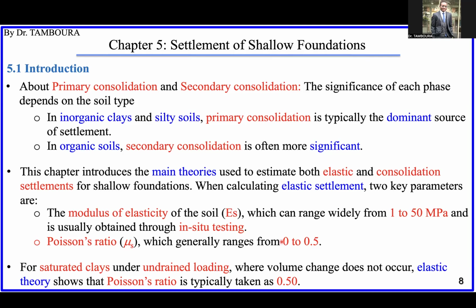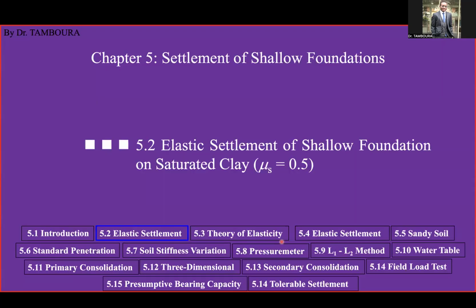Okay, I think that will be enough for the introduction. Let's go now to the elastic settlement of shallow foundation on saturated clay. And we just said that for saturated clay, under any condition, we can take Poisson ratio 0.5. So elastic settlement, the one that happens immediately after loading, how do we calculate it? As you know, we need the elastic modulus and the Poisson ratio. And this is for clay. And remember that for clay, the elastic settlement is very small.